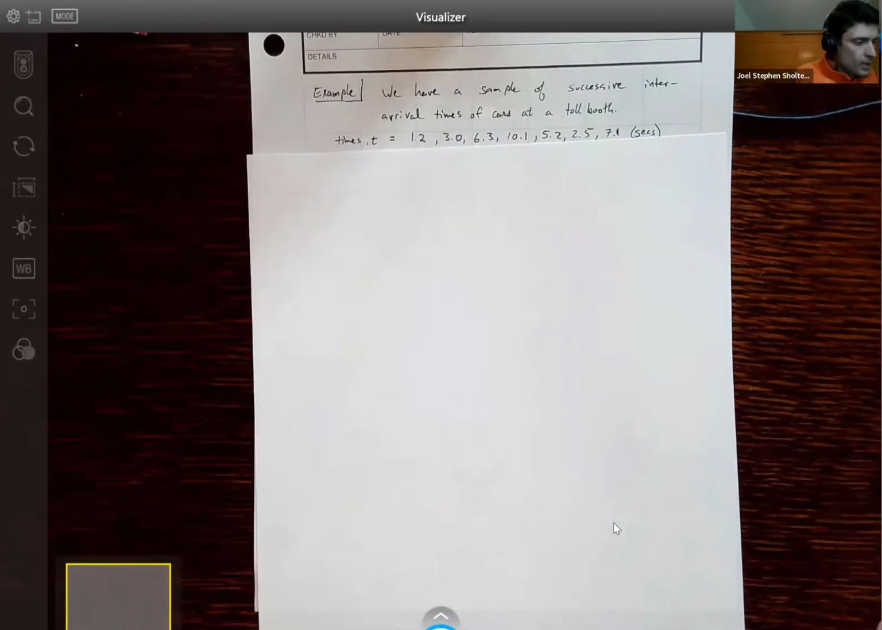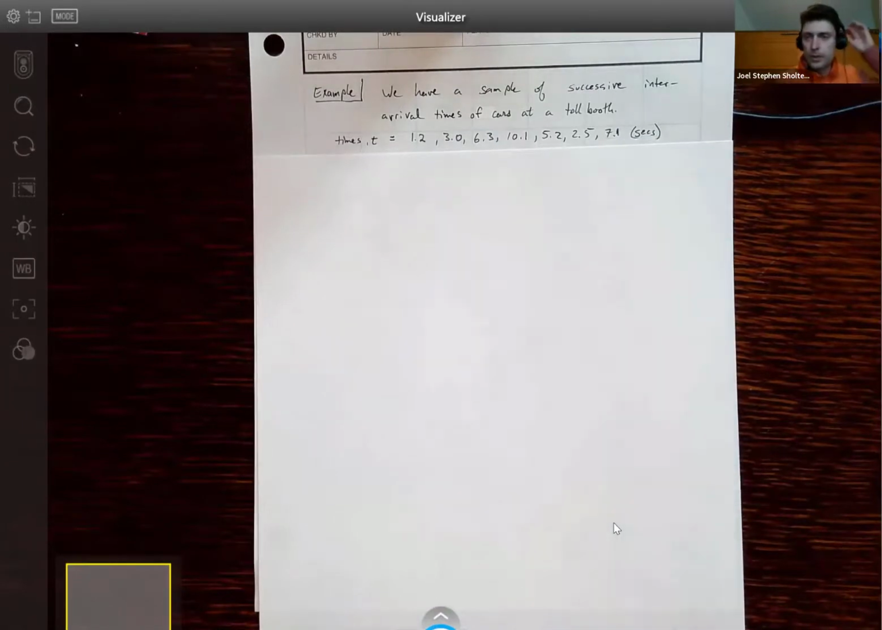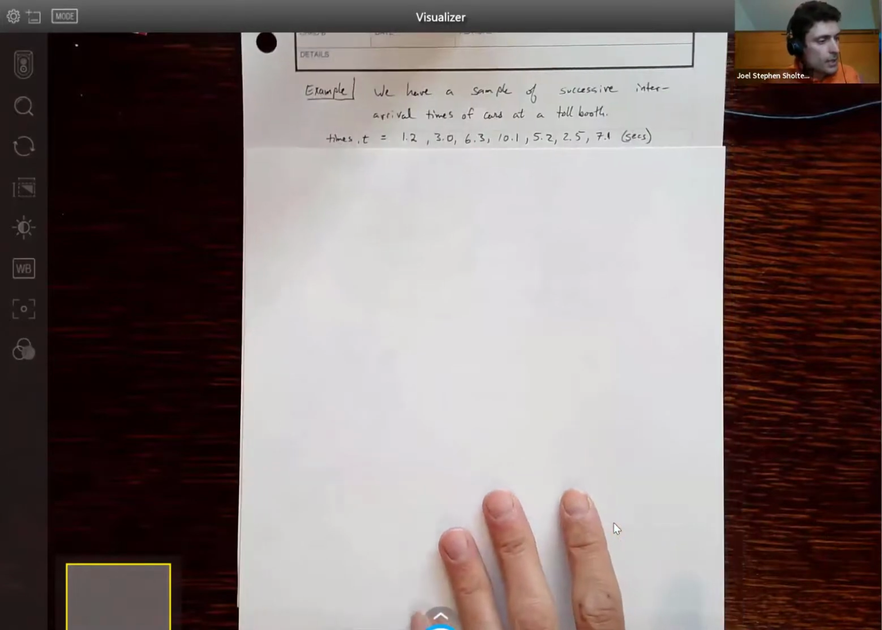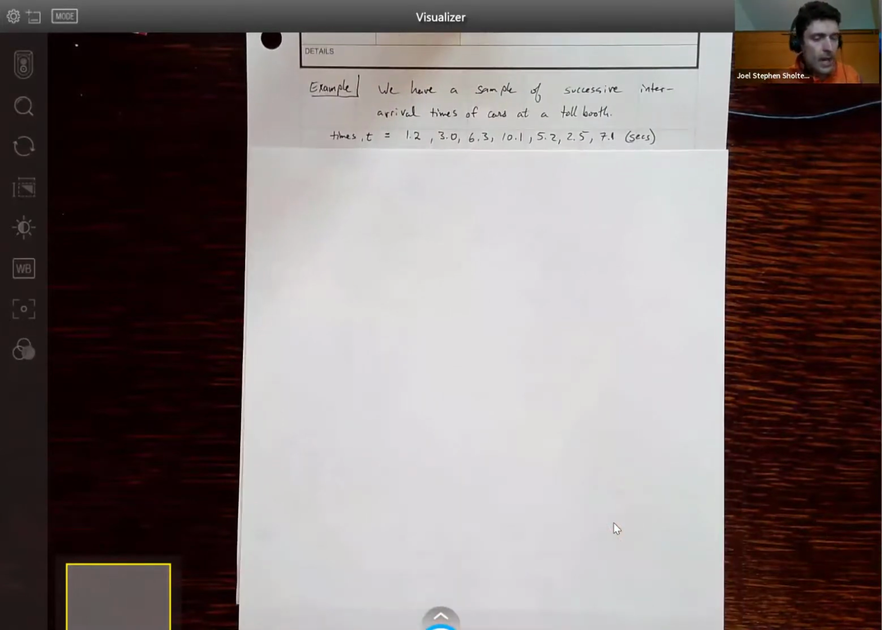Okay, so we're sitting at a toll booth, and we're interested in the distribution of time it takes. How much time do we have between cars? How much time do we have to count our money and organize things and wipe down our stations so that we don't get the coronavirus?